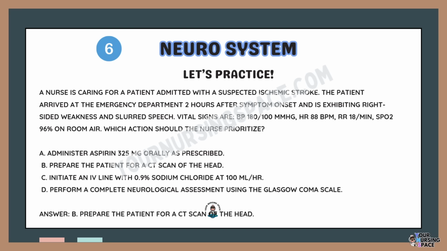for TPA. While a neurological assessment, D, is important, it's secondary to diagnostic imaging. Aspirin, A, is contraindicated until hemorrhage is ruled out, and IV fluids, C, are not the immediate priority.